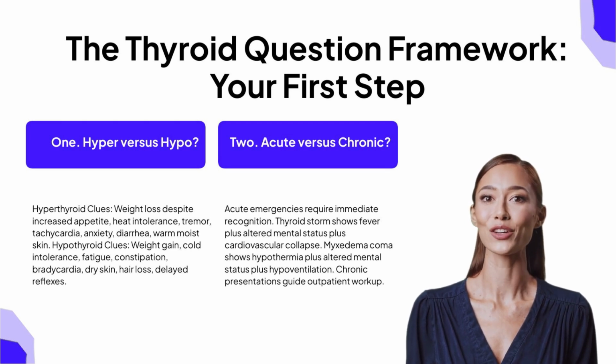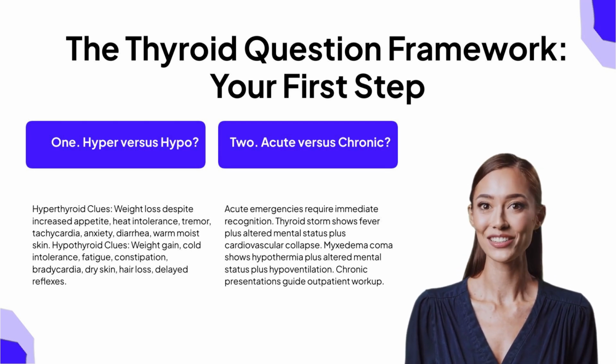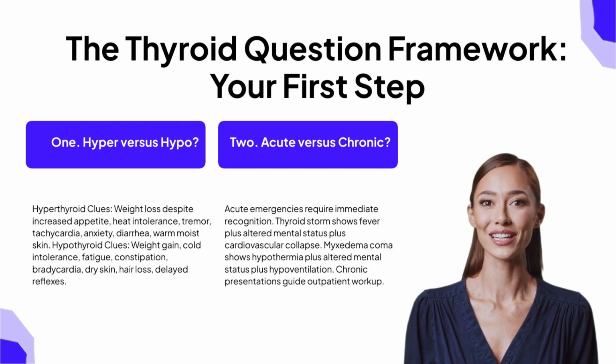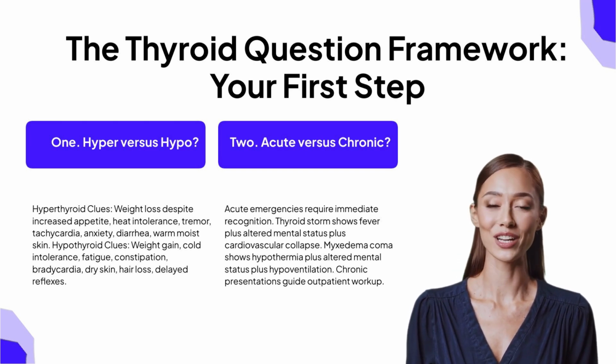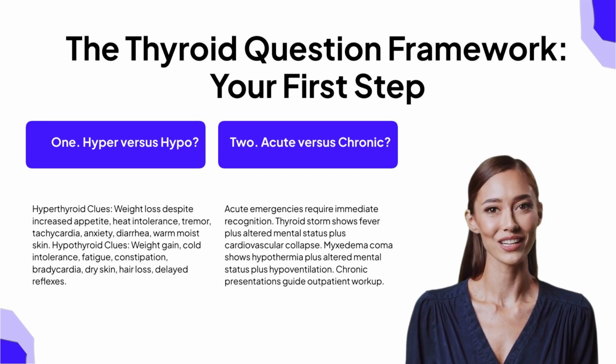Second, is this acute or chronic? The acute presentations, Thyroid Storm and Myxedema Coma, are emergencies you must recognize instantly. If you see altered mental status with thyroid dysfunction, think emergency.